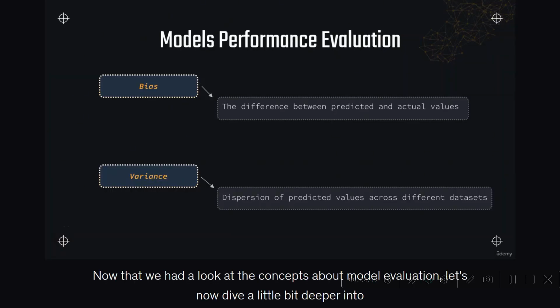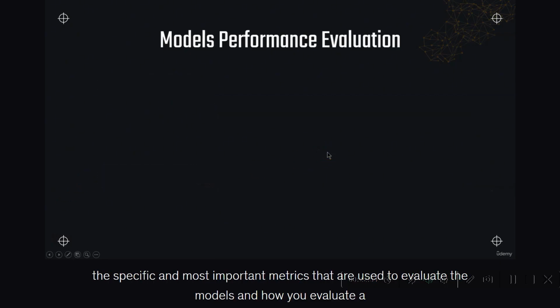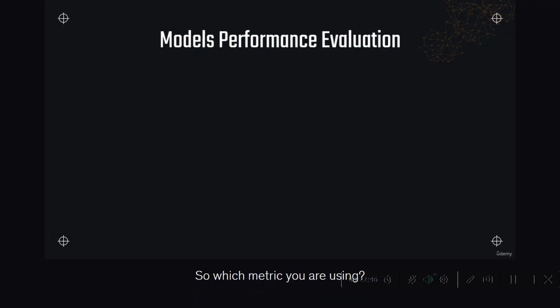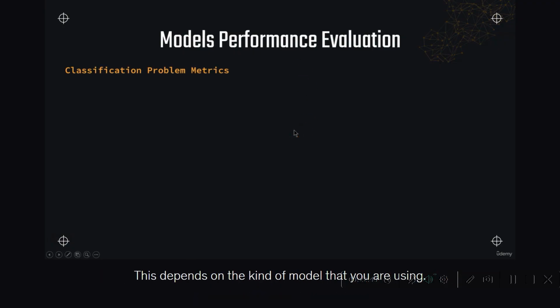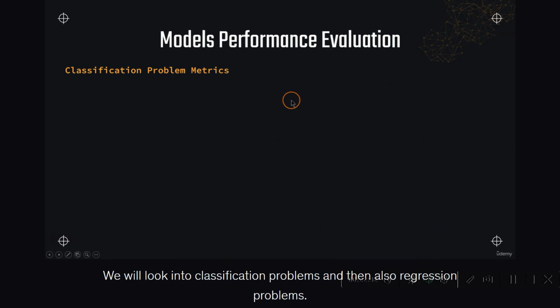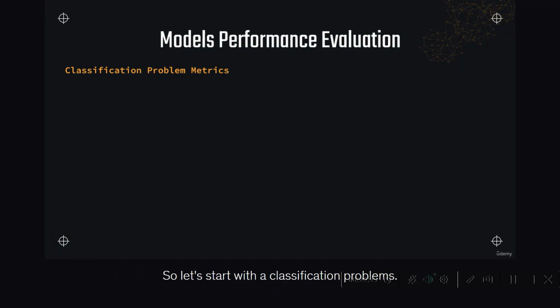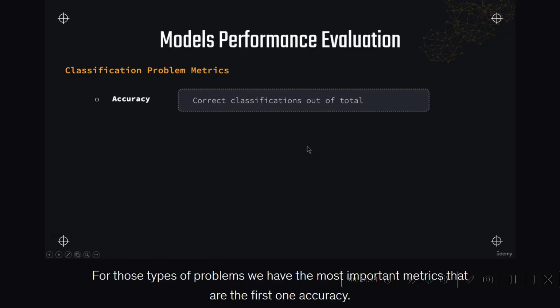Now that we had a look at the concepts about model evaluation, let's dive a little bit deeper into the specific and most important metrics that are used to evaluate the models. How you evaluate a model, so which metric you are using, depends on the kind of model that you are using, so what kind of learning problem you are trying to solve. Here we will look at the two most important ones. We will look into classification problems and then also regression problems. So let's start with classification problems. For those types of problems, the most important metrics, the first one, is accuracy.